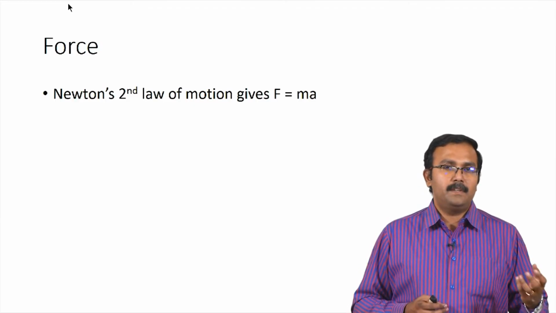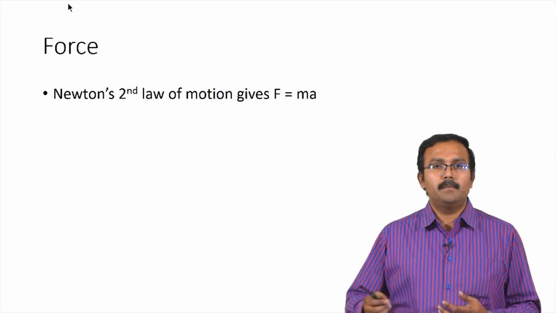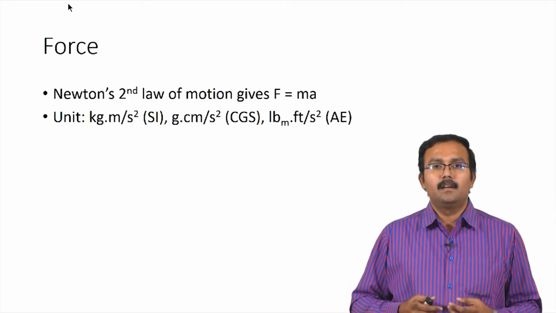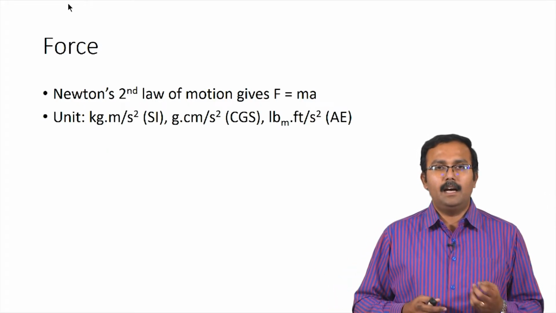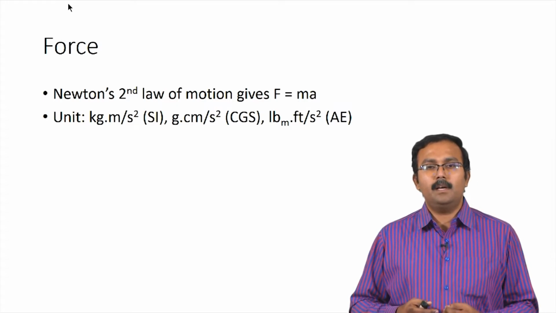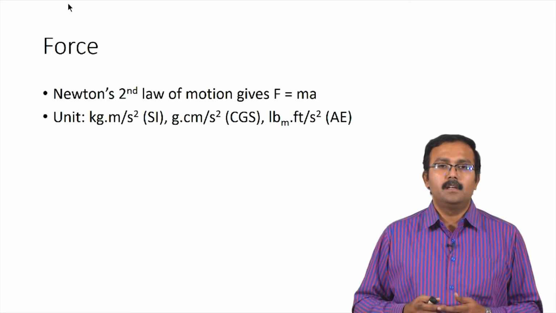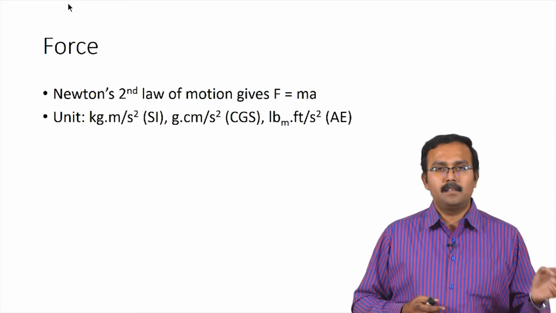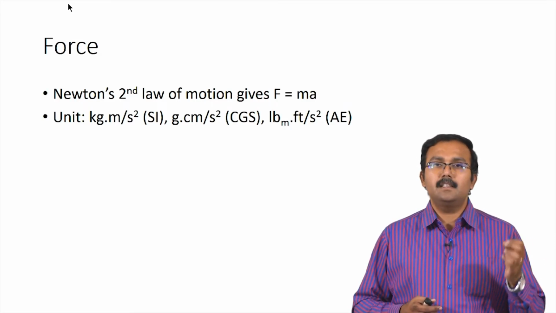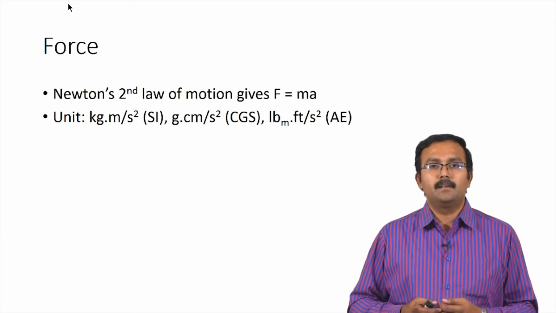This derived dimension force is defined by the second law of motion by Newton, which is force equals mass times acceleration. Units for this are kilogram meter per second squared, gram centimeter per second squared, and pound mass feet per second squared in the three systems. It is simple: mass is in kilograms and acceleration is in meters per second squared. So, this gives you kilogram meter per second squared.